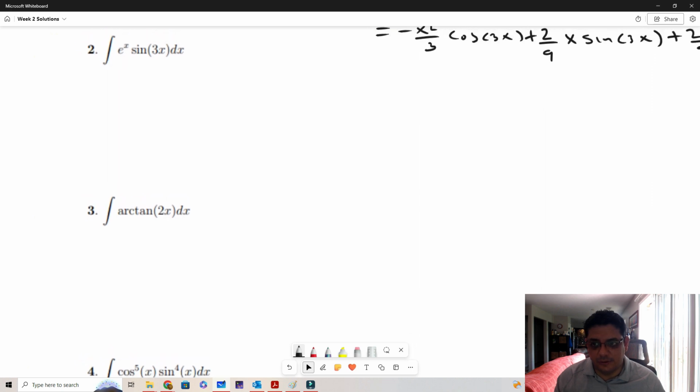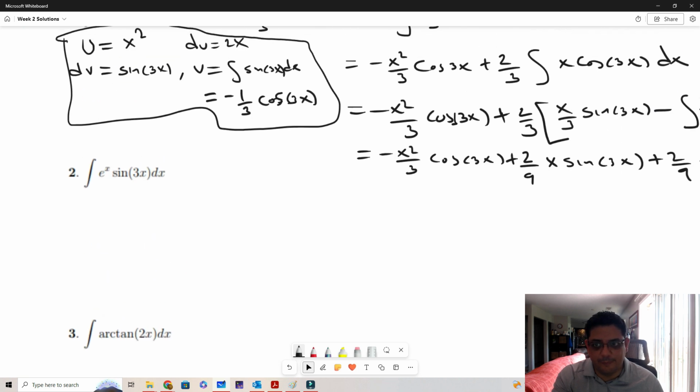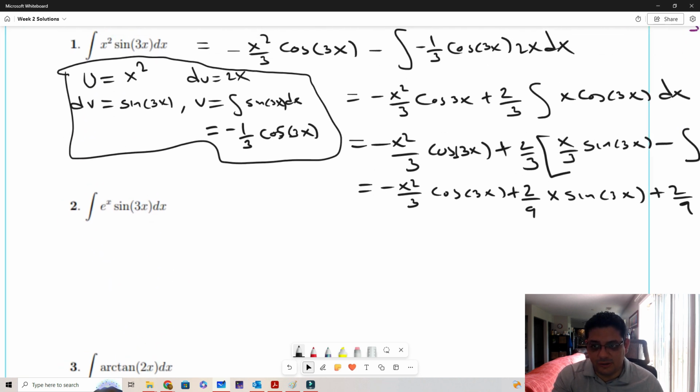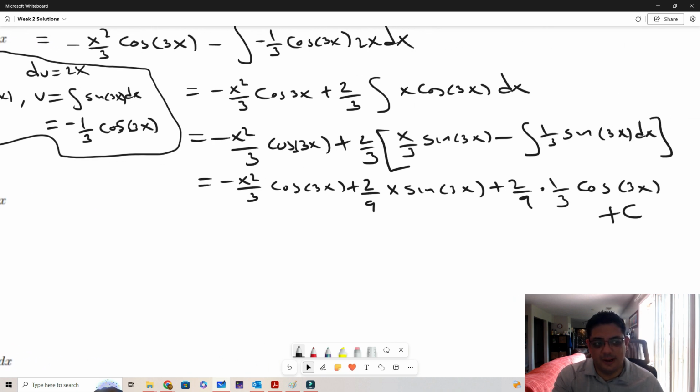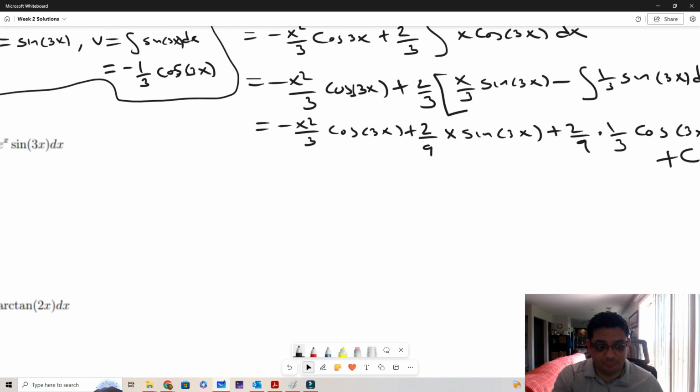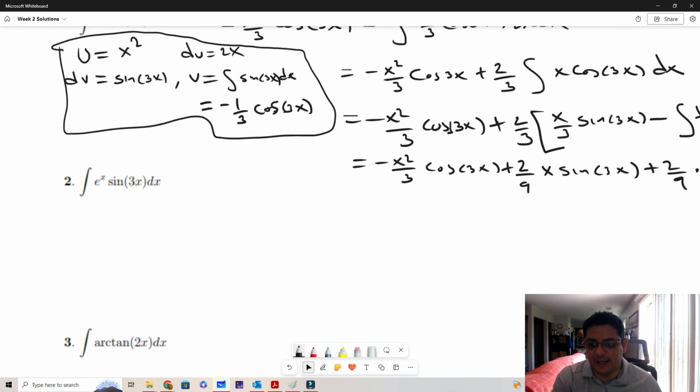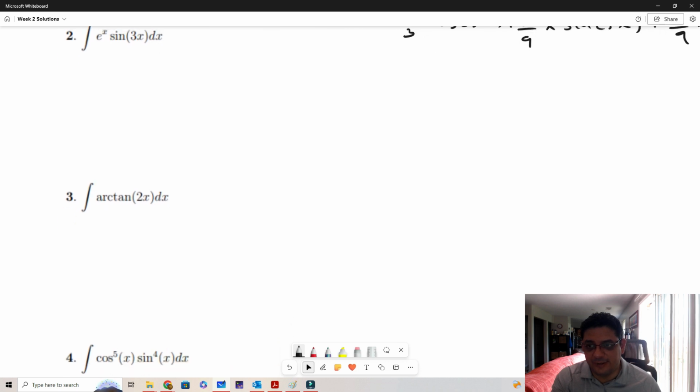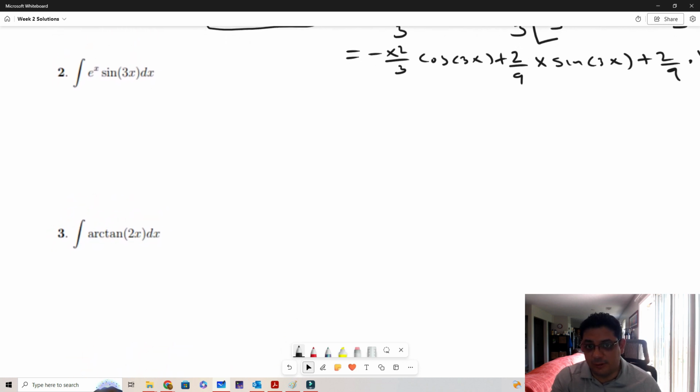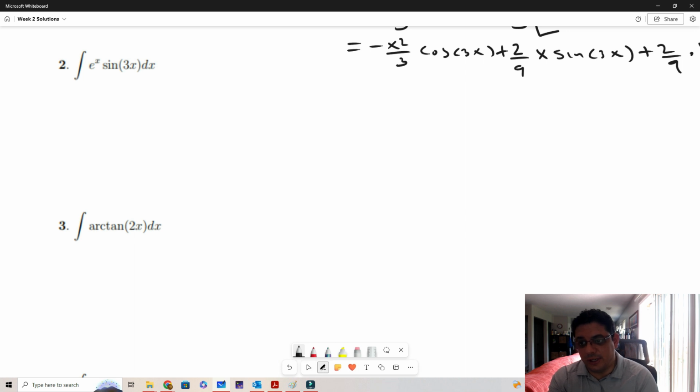Now let's go to integral 2, which is e to the x sine of 3x. Now this has an issue compared with the previous one: in the previous one we were reducing the power, and when we reduce the power, we get to a point where at the end we're not going to have a power and we're done. But the problem with this e to the x sine of 3x is that that's never going to happen, because we cannot reduce e to the x. So in here that's not going to occur.